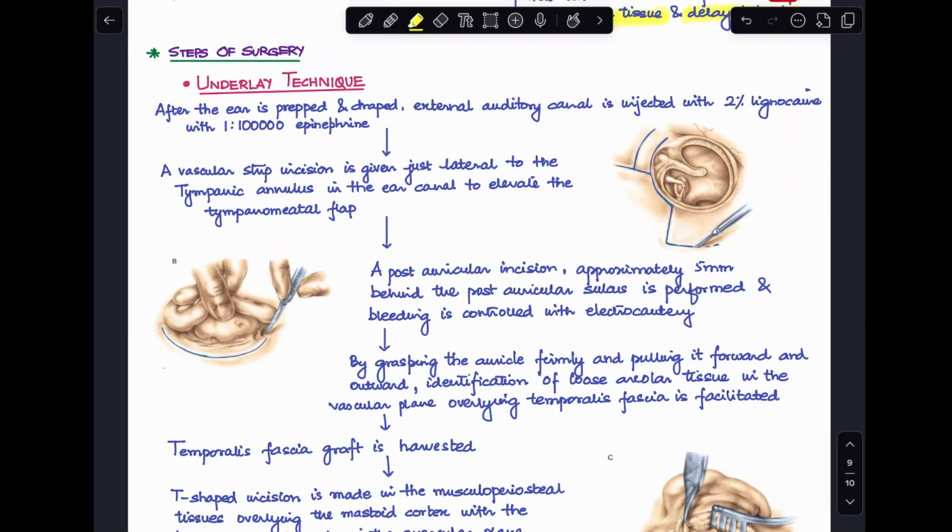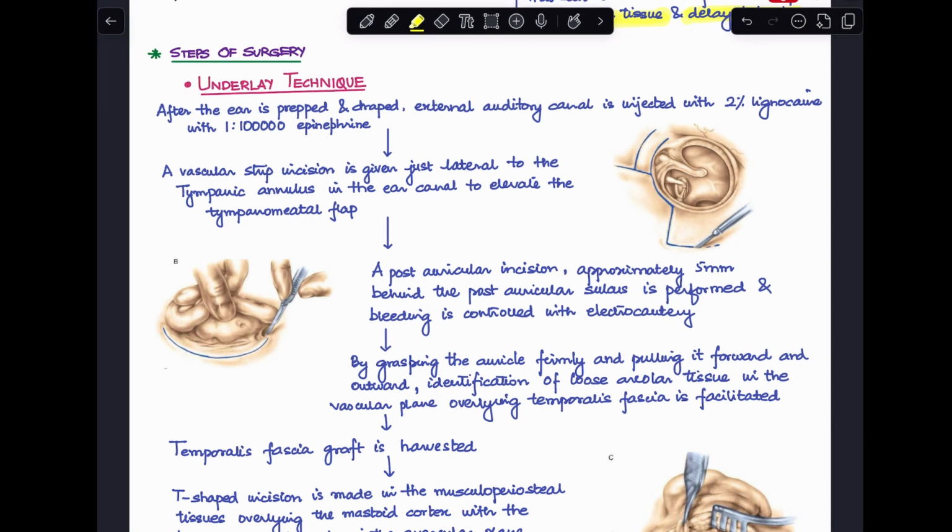First, let's talk about the underlay technique. In the underlay technique, after you have prepared and draped the ear, the external auditory canal is injected with 2% lignocaine with 1 in 1 lakh epinephrine to achieve hemostasis. Then, as seen in the image, a vascular strip incision is given just lateral to the tympanic annulus in the ear canal to elevate the tympanomeatal flap.